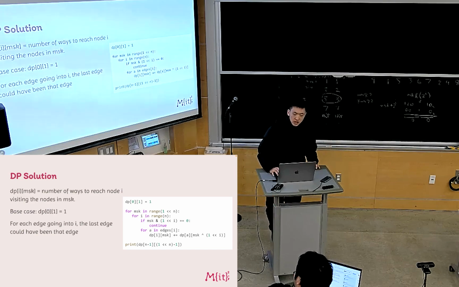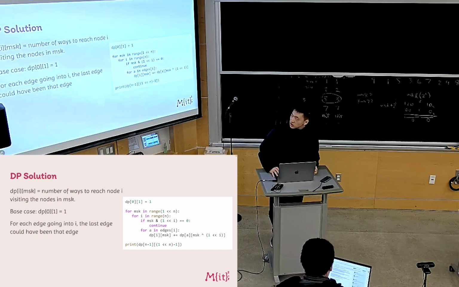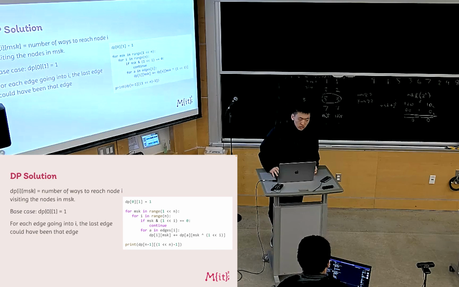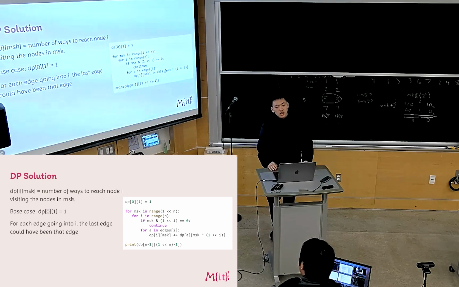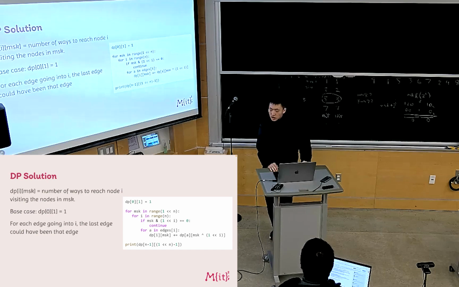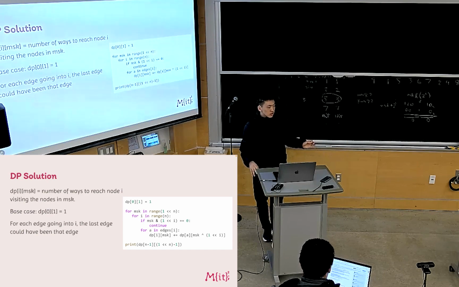So with that being said, wait, so DP of I mask is the number of Hamiltonian paths using the nodes in mask that end in I? Yes. The problem asks you to put the number of paths that end in I. Does anyone have any questions?